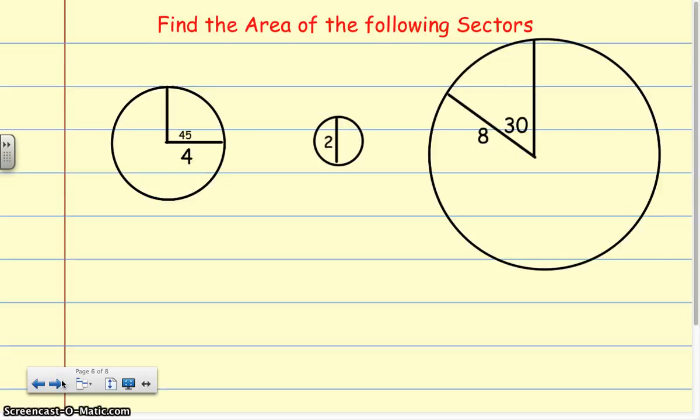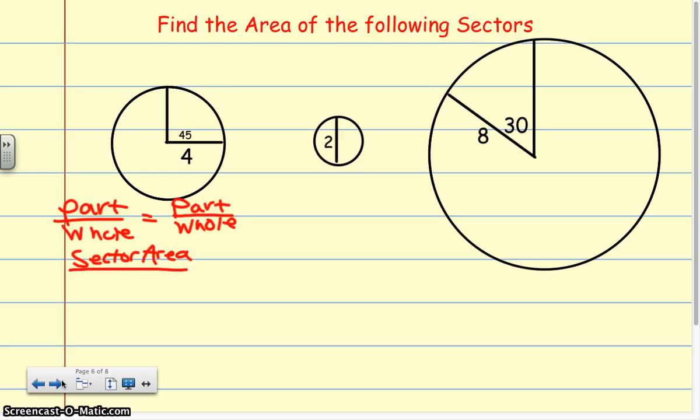If I want to find the area of the following sectors, again, keeping in mind that I'm working with part is to whole, as my part is to my whole. Another way to write it would be my sector area is to my total area, as my central angle is to 360.